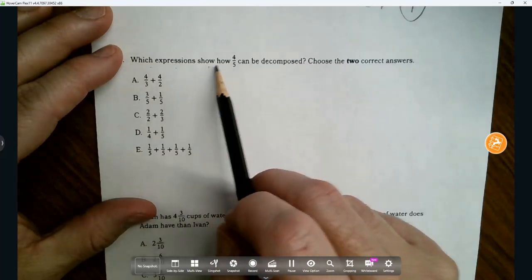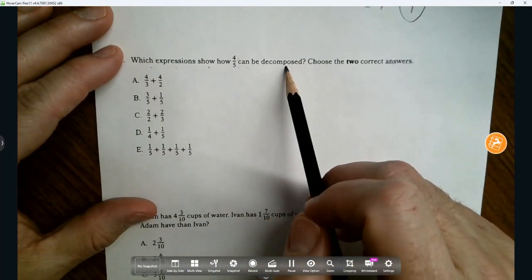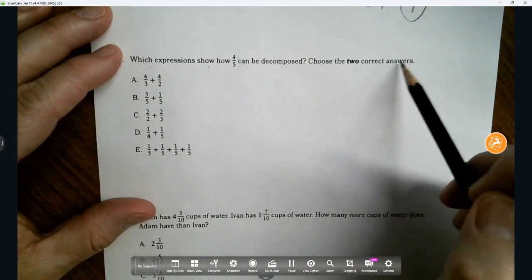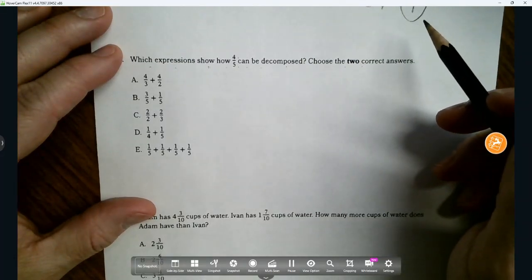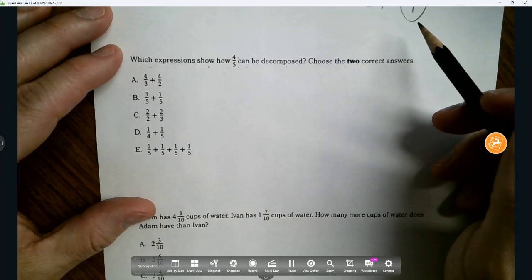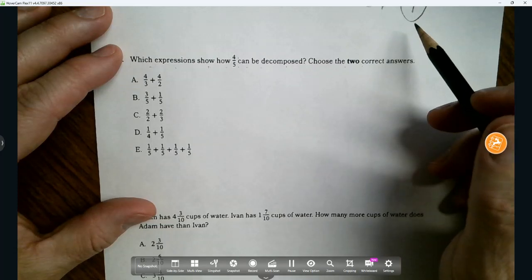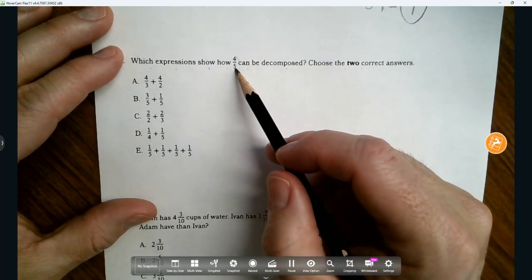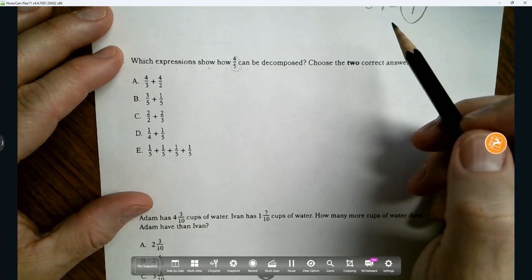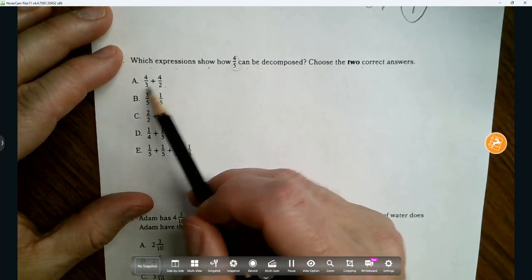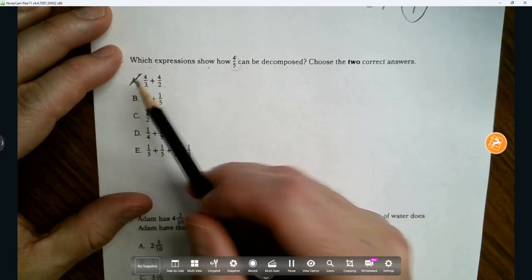Which expression shows how 4/5 can be decomposed? Choose the 2 correct answers. 4/5 can be decomposed. That means broken down. How can 4/5 be broken down? This is 4/5. So the first thing you should be looking for is fifths on the bottom. So this, no, we don't add the bottom, so that's wrong.